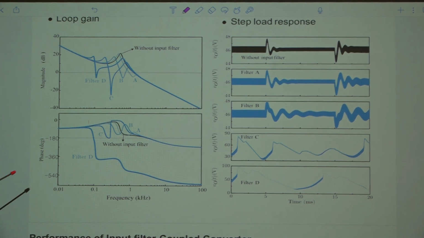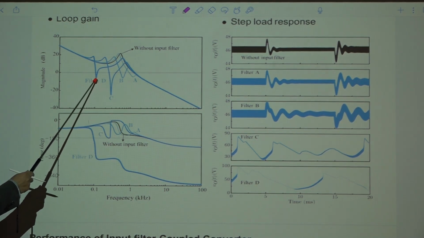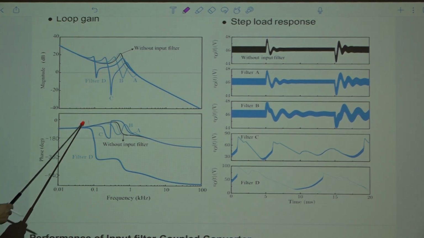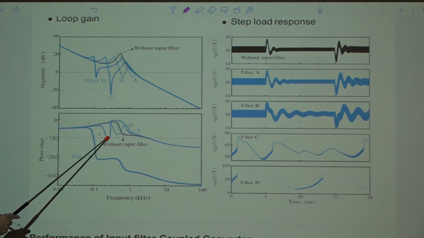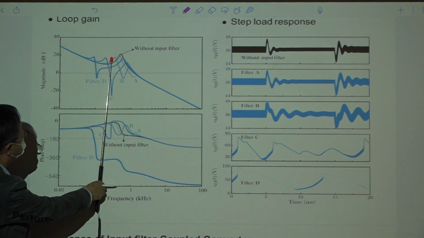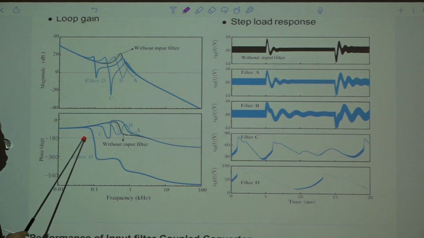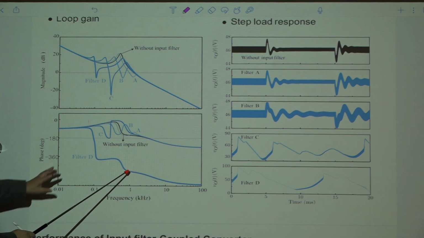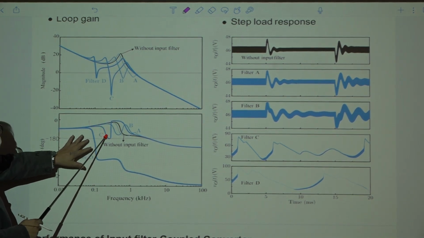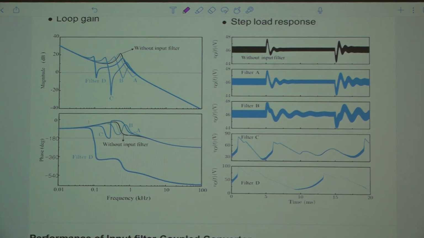For these two cases, C and D, at this crossover frequency, phase drops like this. This means there are two unstable roots in the system. So the system is unstable. And C is also unstable because it touches around this loop gain crossover frequency. It touches this minus 180 degrees. So this is also unstable, right? D is definitely unstable. C is also unstable. And A and B, they are stable, right?